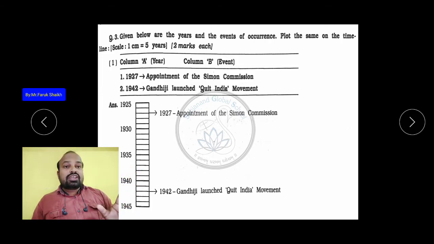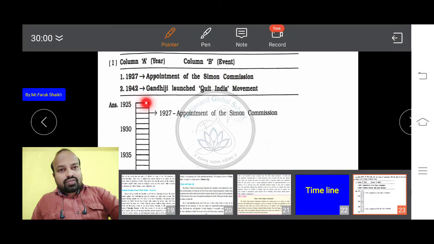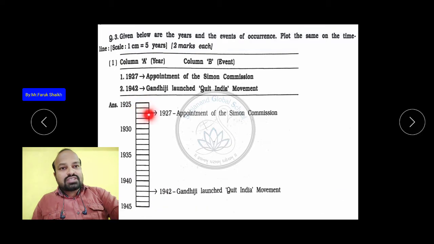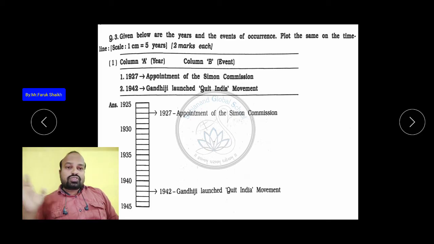Now which 2 years are given here? 1927, appointment of the Simon Commission. So we have to count from 25, then 26 and 27 is here. So we have to draw an arrow from 27 and write the year 1927. What was the event that occurred in 1927? Appointment of the Simon Commission. Done. Very good. Now you can also write another incident that happened.